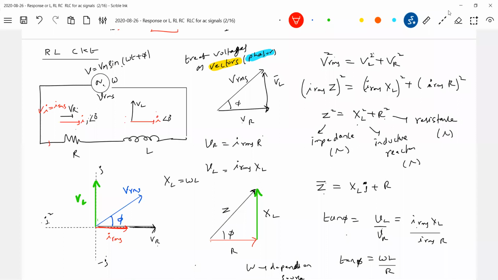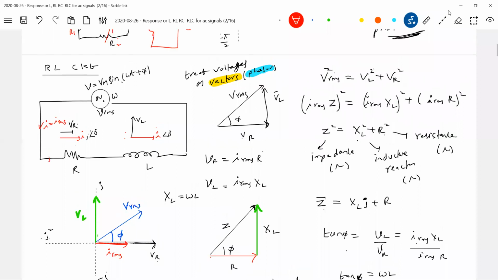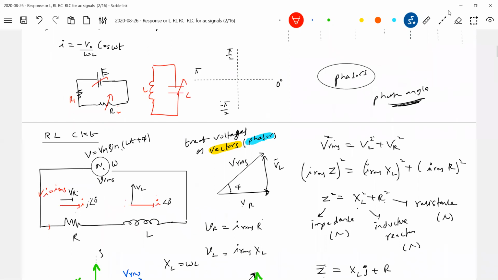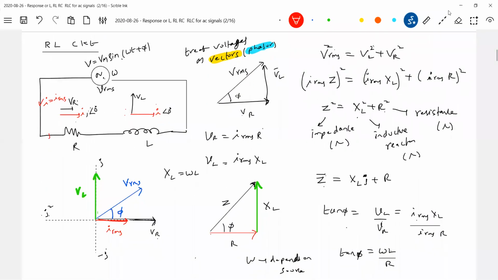This is the main theme of these AC circuits. In DC circuits, what happens? I should directly make physical changes to the resistance, or make some physical changes in the cell to vary the current. But here in an AC source, just by varying frequency, one knob will be there.